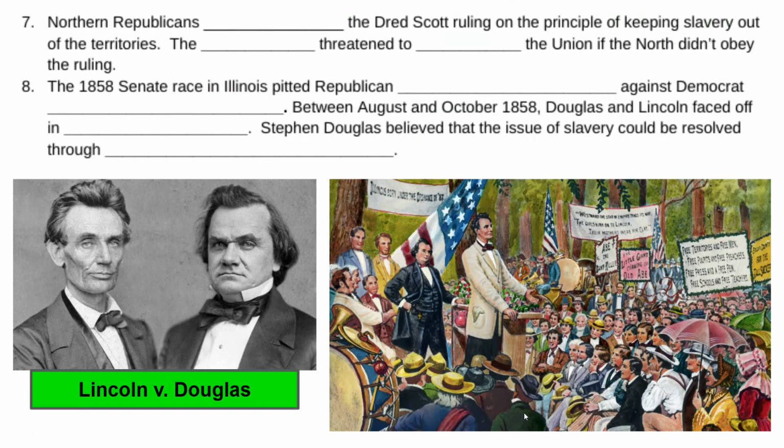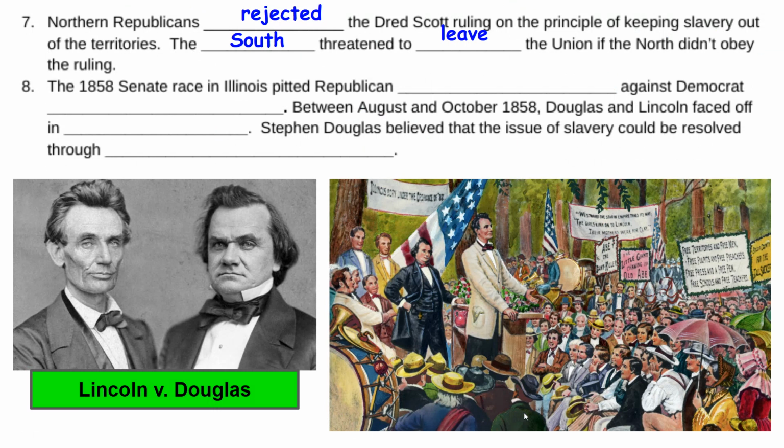So, Northern Republicans rejected the Dred Scott ruling on the principle of keeping slavery out of their territories. The South had threatened to leave the Union. So we're talking secession, but this is like 1856. This is kind of like right at the beginning of Buchanan's presidency.